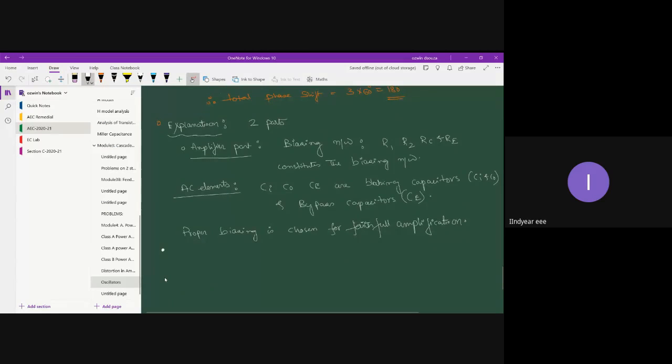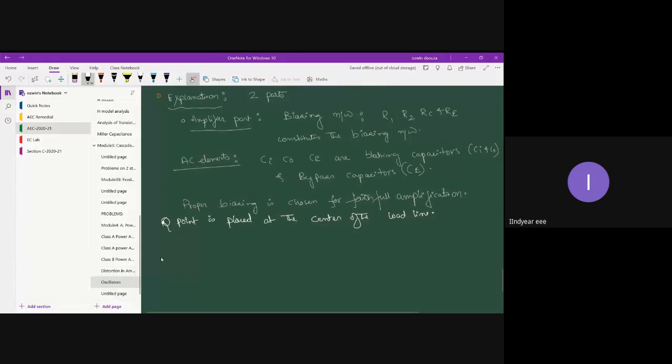In a sense, you should have a symmetric waveform, or the Q point should be placed at the center of the load line. So you can say that Q point is placed at the center of the load line. So that's about the amplifier part. Next, you have the feedback part. We'll write this as A, and this I will write as B.